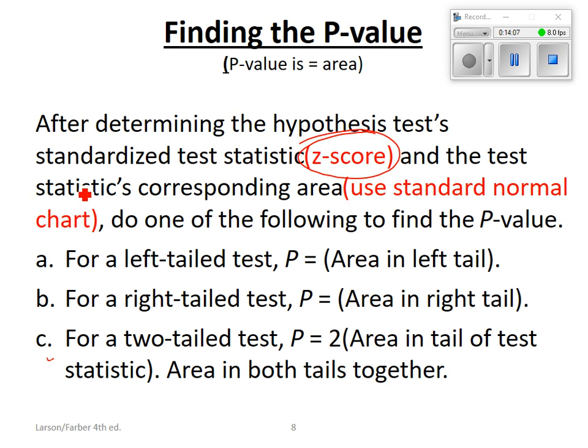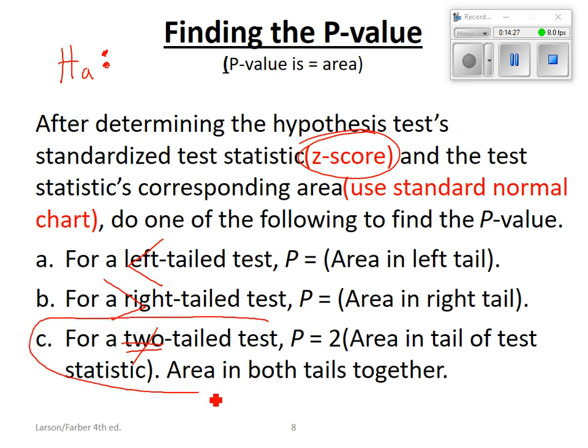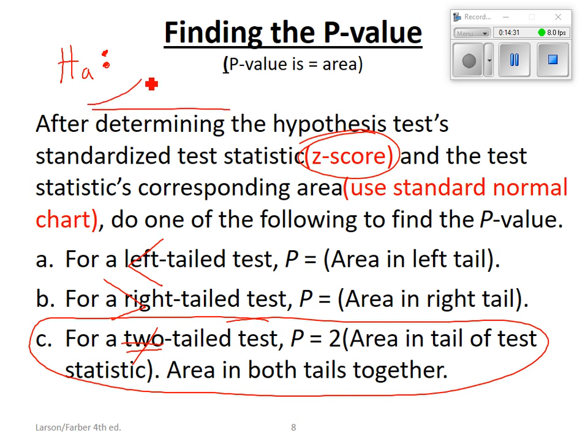So if it's left-tailed, remember, for any of these, you look at your HA. If it's left-tailed, the HA has the less than symbol in it. If it's right-tailed, it has the greater than symbol in it. If it's two-tailed, it has the not equal to symbol in it. The one thing you got to remember is on this last one, when it's two-tailed, that means you're going to have two sections here.